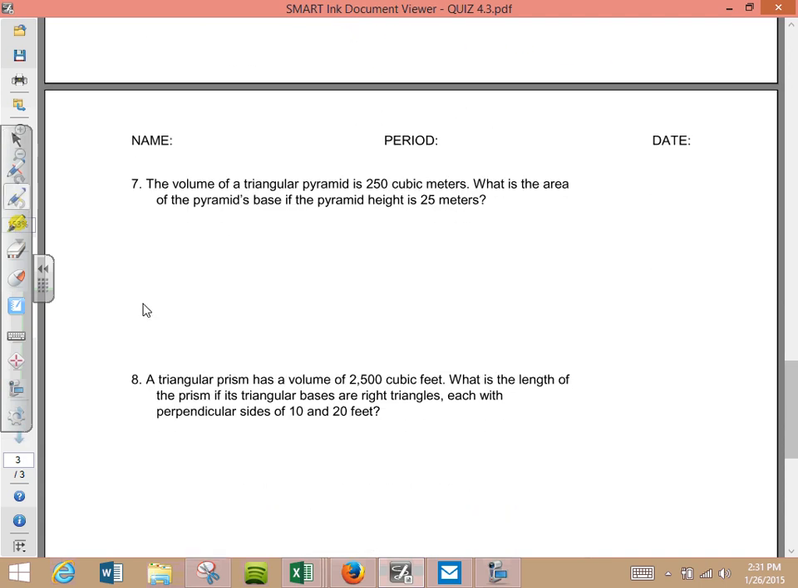All right. The volume of a triangular pyramid is 250 cubic meters. It is important to know what they're talking about. It's a triangular pyramid, so what is the formula? Divided by 3. That's important. Some of you did not divide by 3, and you got it wrong. So it has to be area of the base, which we don't know, right? But we know the volume is 250. We don't know the area of the base, but we know the height is 25 meters, right? Now we can solve for it.